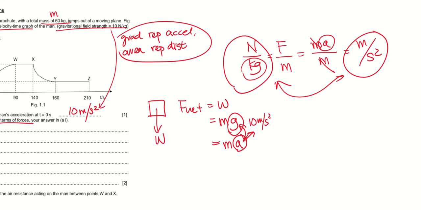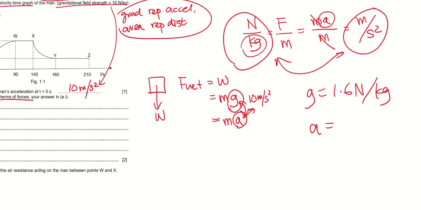That's why sometimes we say 10 meter per second square, sometimes we say 10 Newton per kg. On the moon, the g is 1.6 Newton per kg, meaning if somebody falls, he will experience an acceleration of 1.6 meter per second square.